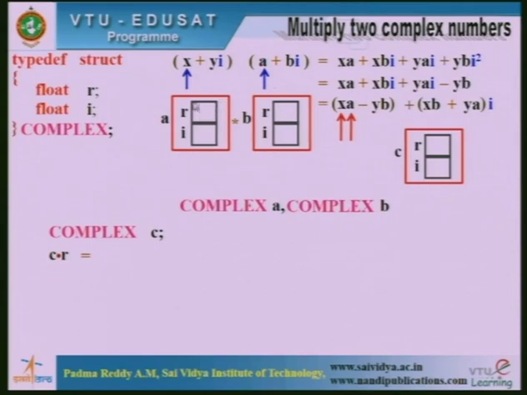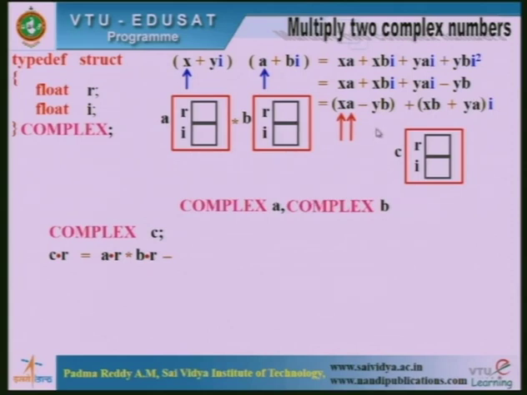What is the real part here? The real part of the first number? a dot r. What is the real part of the second number? b dot r. So here x and a mean the real part of the first number and the real part of the second number, which is nothing but a dot r into b dot r. So I write a dot r into b dot r. Then what do we have here? Minus. So let me write minus.